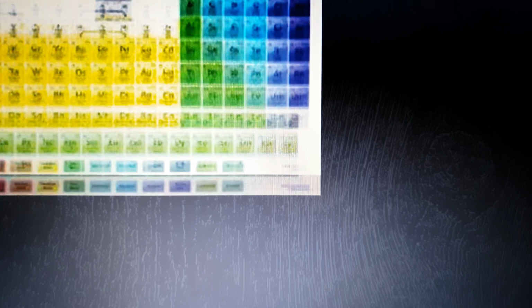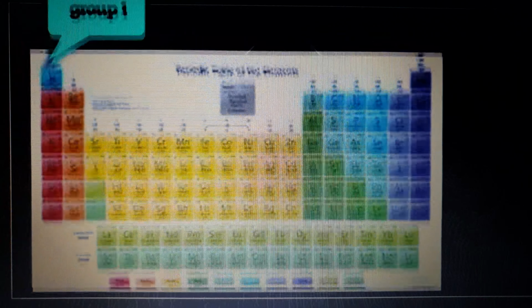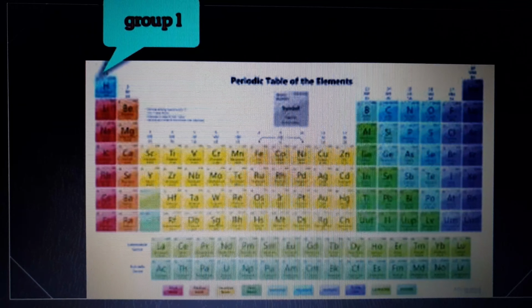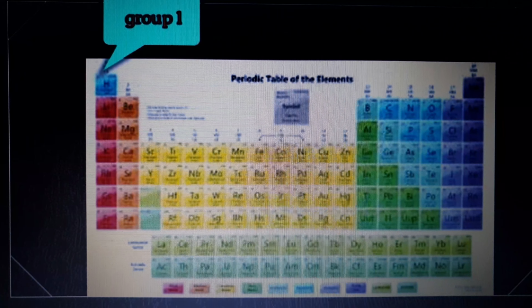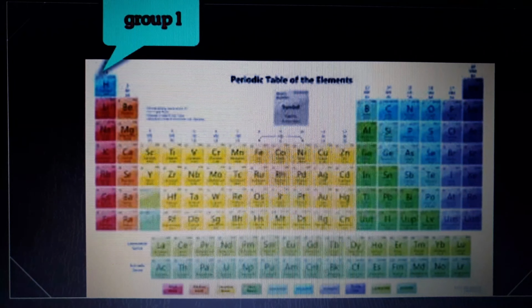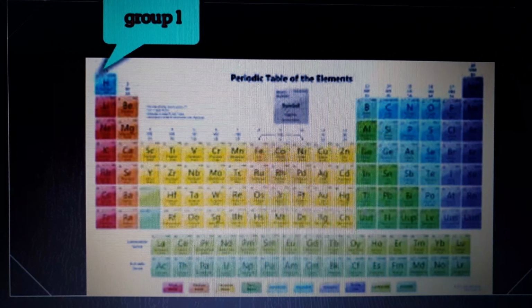In this video, we're going to focus on the first ionization energy down a group. So I'll be using the group 1 elements from the periodic table to demonstrate my lesson today. Our first element in group 1 is hydrogen.